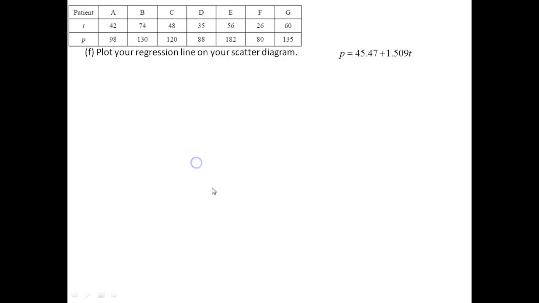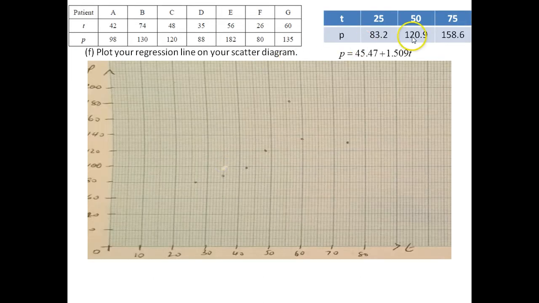Plotting those, we need somewhere in the middle and somewhere on each end. So our data goes from 26ish up to 74. So plotting values in there, we get a regression line looking something like this using our equation.